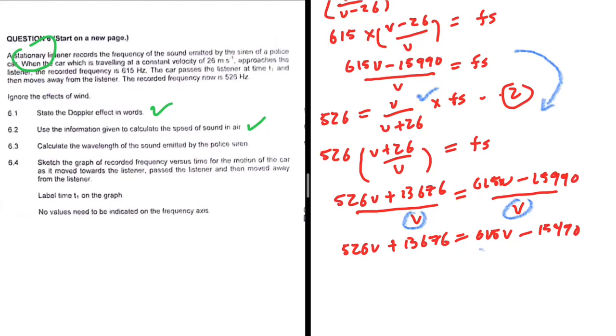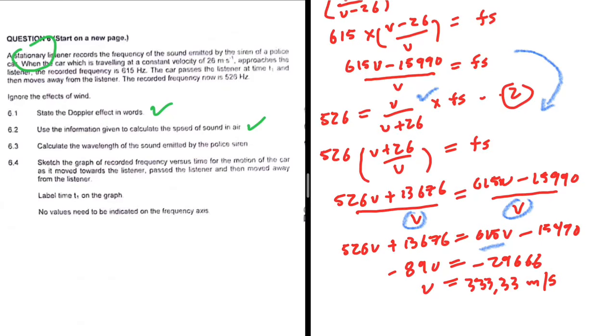Let's take these to the left hand side. So 526 minus 615, that is minus 89V, being equal to minus 15,990 minus 13,676. That is equal to minus 29,666. So V is equal to, we divide that by minus 89. Let's take a look. I'm getting 333.33 meters per second. That is not a bad value of the speed of sound in air.